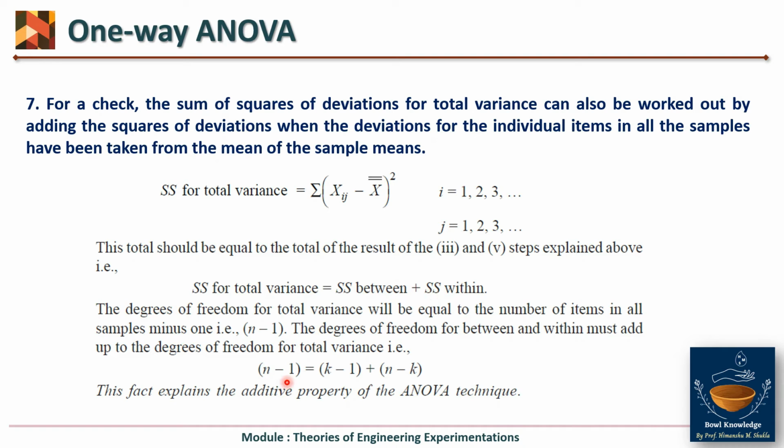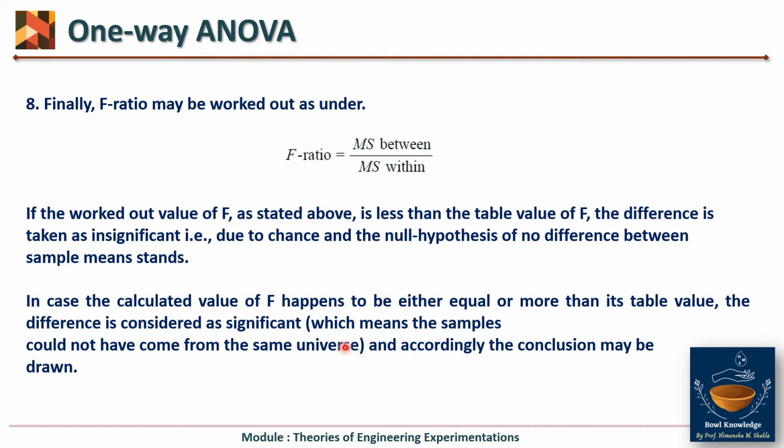So just to check the additive property of ANOVA, on LHS there is n minus 1, and on RHS there is k minus 1 plus n minus k. So LHS and RHS become equal. So this seventh step is just for a check. Now what is the eighth step?